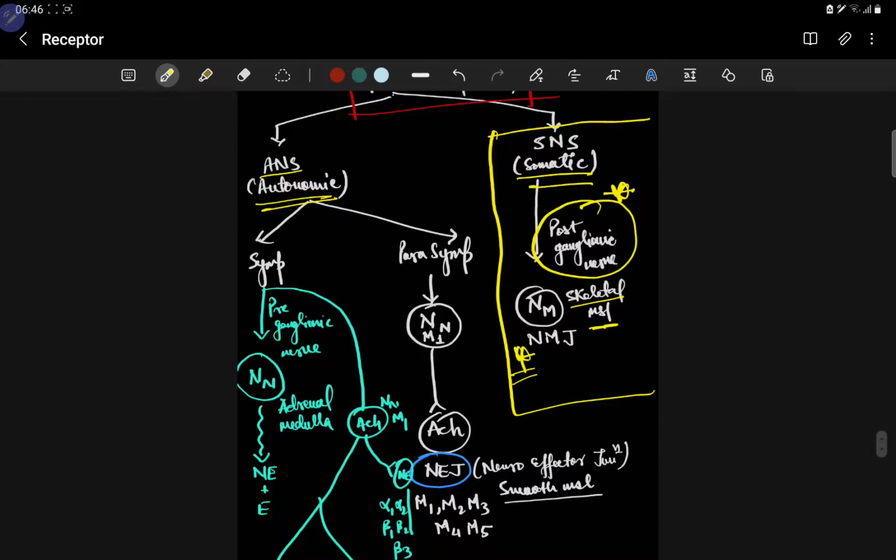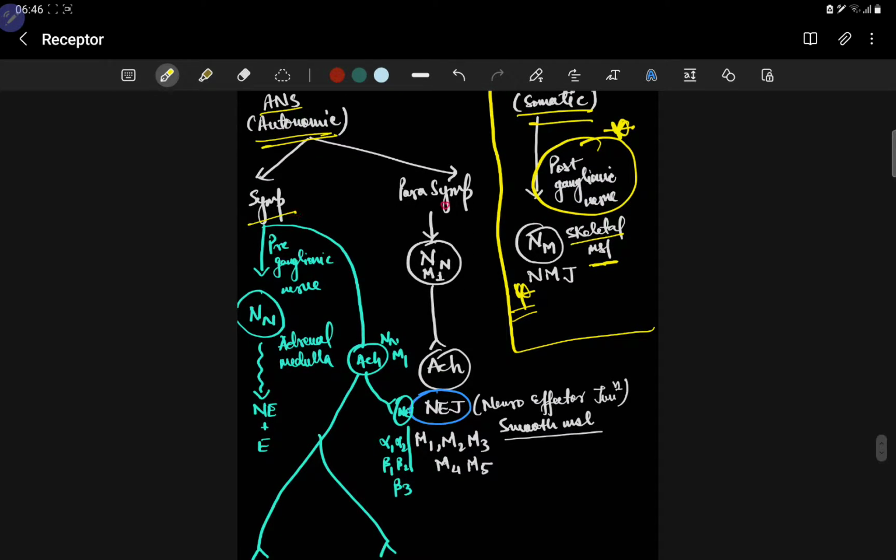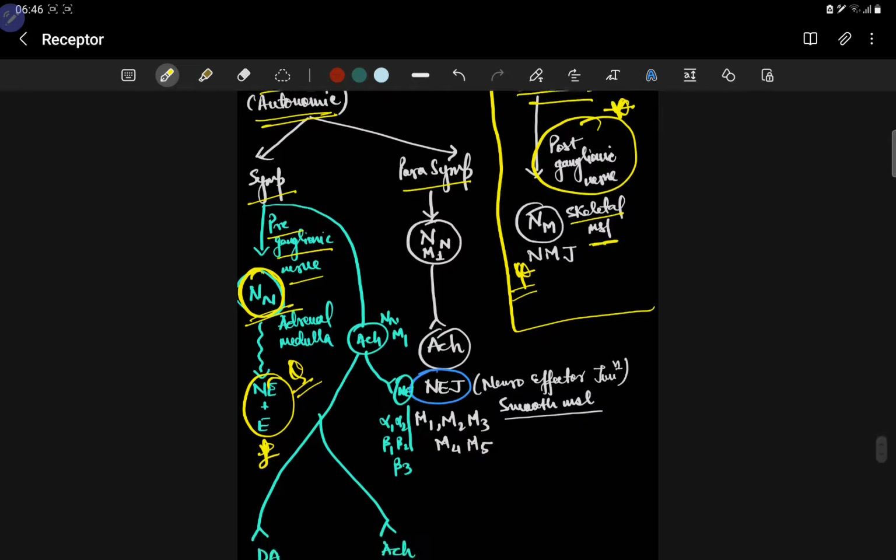But in the autonomic nervous system, we have sympathetic and parasympathetic groups of nerves, and in the sympathetic there is a preganglionic nerve which will act on the adrenal medulla, on the NN receptor, and it will form noradrenaline and adrenaline. Okay, so this is an important viva question. You have to know this very important question.